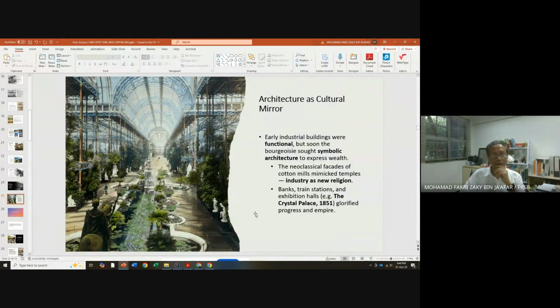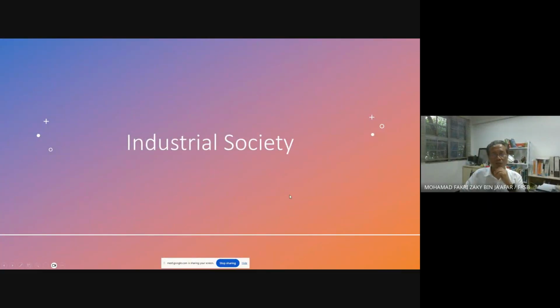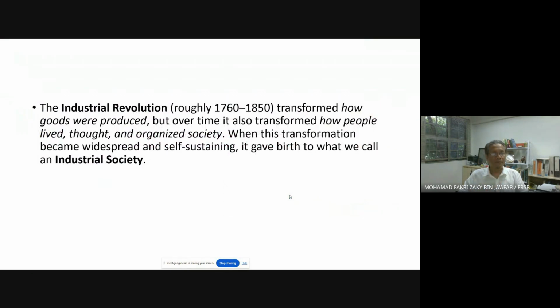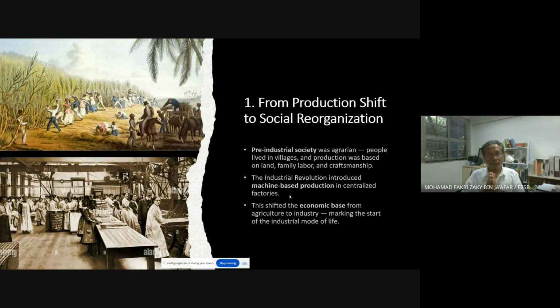So that brings us to the industrial society. We will now look at what happened to society and how architecture responded to that. The Industrial Revolution, roughly in the mid-18th century, transformed how goods were produced. But over time, it also transformed how people lived, thought, and organized society. When this transformation became widespread and self-sustaining, it gave birth to what we call an industrial society. Industrial society has some specific characteristics.